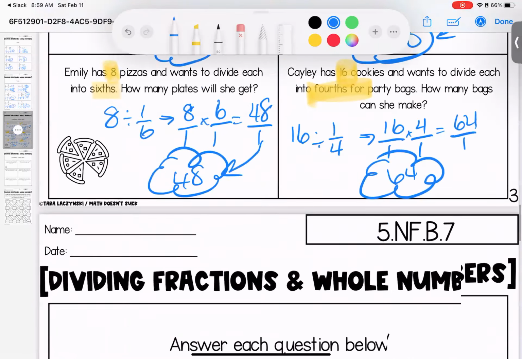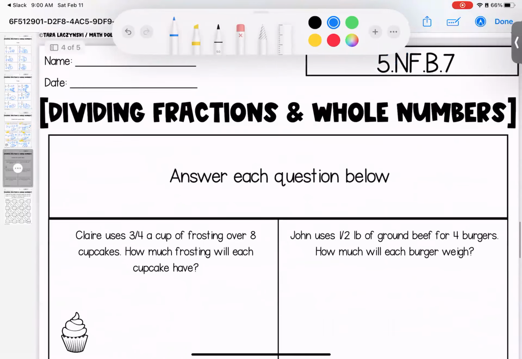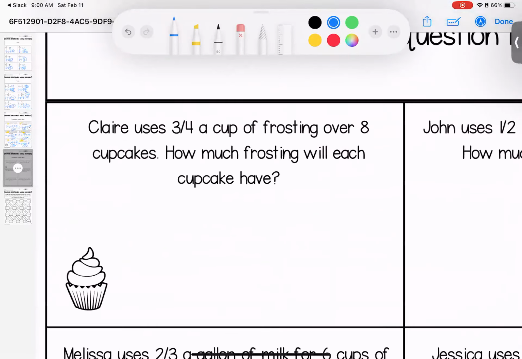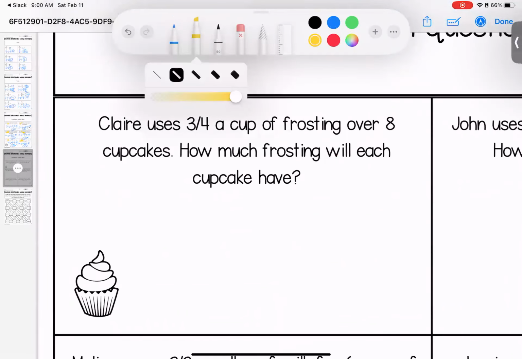Any questions? Bring them to class. All right, Nuggets, we have one more page of word problems, and then you probably saw the last page is a fun puzzle. So let's work it through. Claire uses 3/4 of a cup of frosting over 8 cupcakes. How much frosting will each cupcake have?